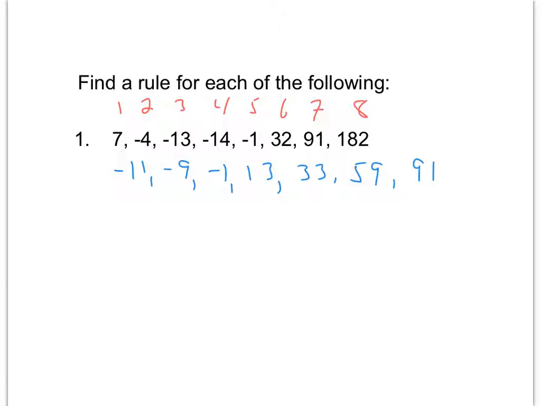Go ahead. I'm going to stop the tape. I'm going to go grab a cup of coffee, and you guys find the second differences. Okay, you should have found your second differences. Negative 9 minus negative 11 is positive 2. Negative 1 minus negative 9 is positive 8. 13 minus negative 1 is 14. 33 minus 13 is 20. The difference of these is 26, and the difference of these is 32. These are our second differences.